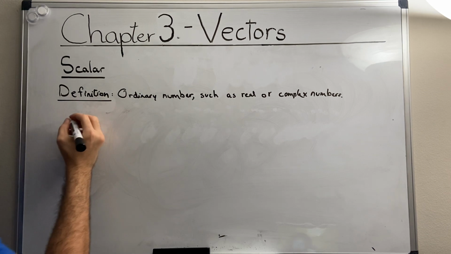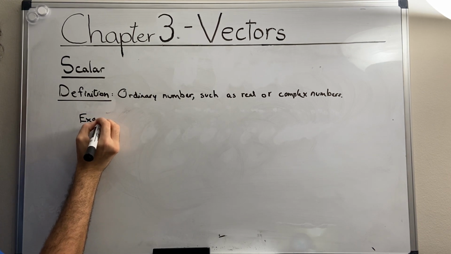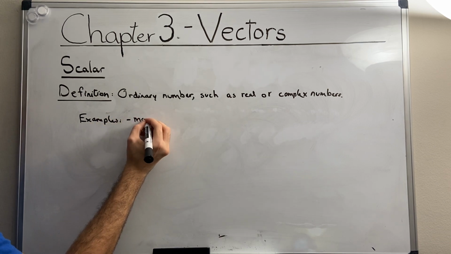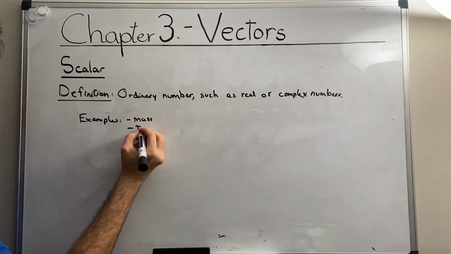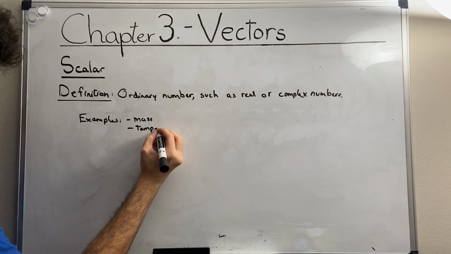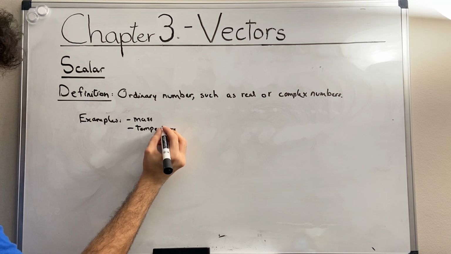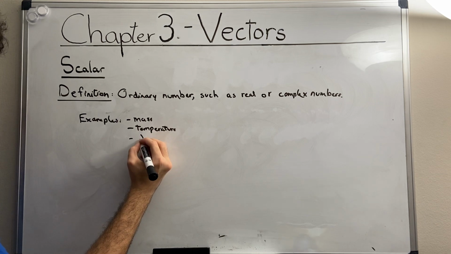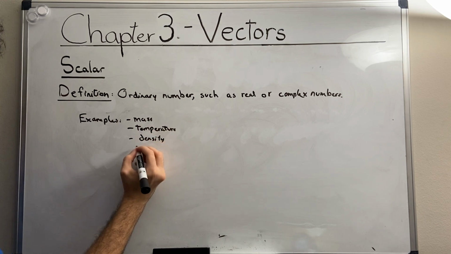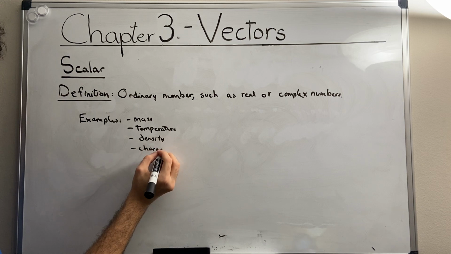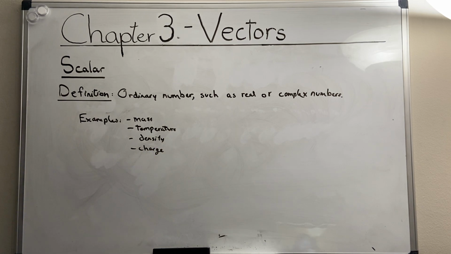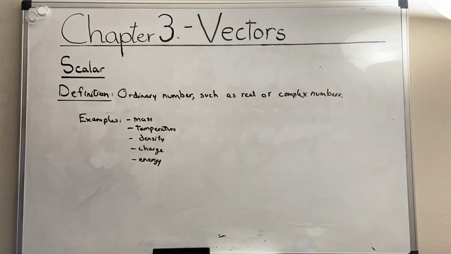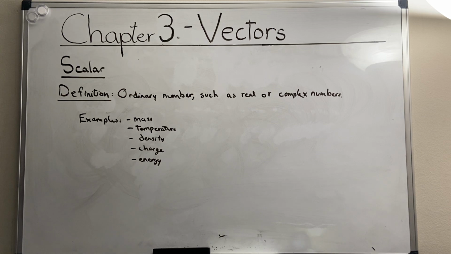And a few examples of scalars are the following. You have mass, we have temperature. These are all just numbers, right? No direction, it's just a number that represents something. Temperature, density, charge, among many others. Energy as well, I'm going to write that one because energy is something that we're going to deal with a lot in this class.